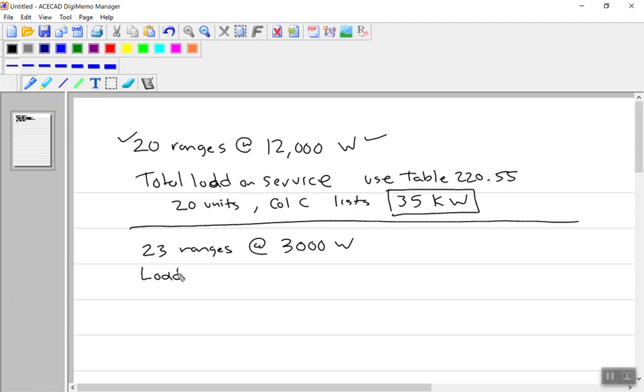Because wouldn't our formula be, the load would be the number of ranges times the nameplate of the ranges times the demand or derating factor. Okay, so in that case, number of ranges is 23 times the nameplate rating 3,000. That's all given in the question. So we only have to look up one thing, right? One thing is all we've got to look up, and that is the demand for 23 units, right?